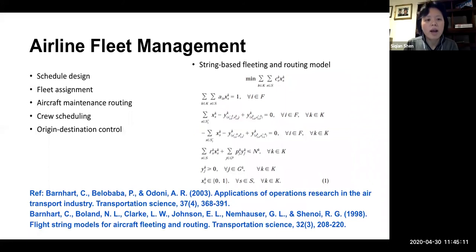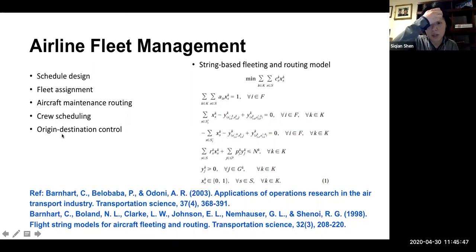So for airline fleet management, there are many questions the airline needs to solve on a daily routine basis. How do they set their schedules depending on demand between different cities? And once they have the schedule, for each flight they need to use different types of airplane, depending on how big or small a fleet can work, right? And then once in a while, they need to pull the aircraft out for maintenance, so how should they decide that schedule? And also for every flight, they need to do crew scheduling, and then they need to control the OD pairs of their whole network.